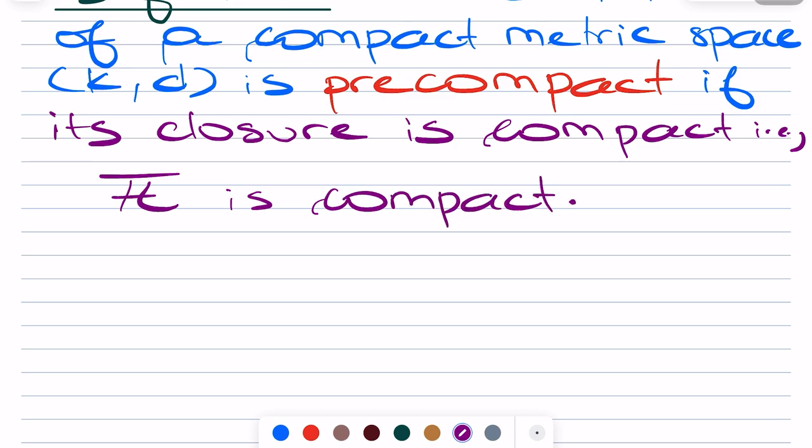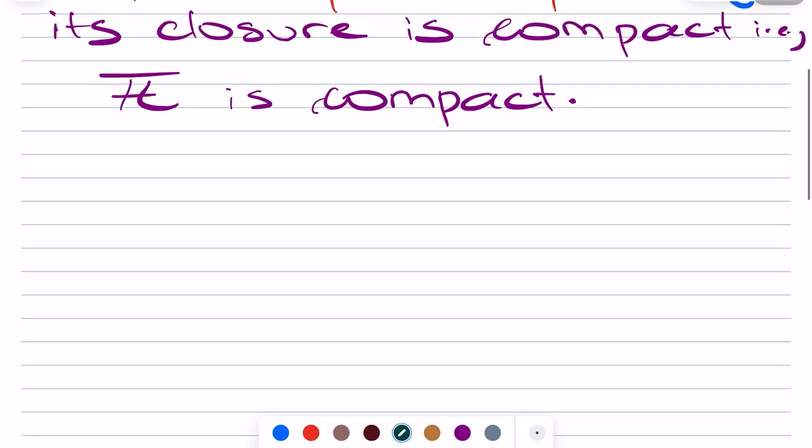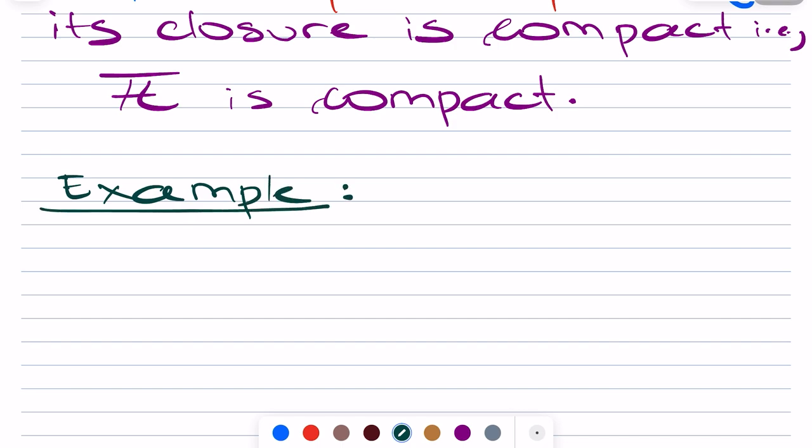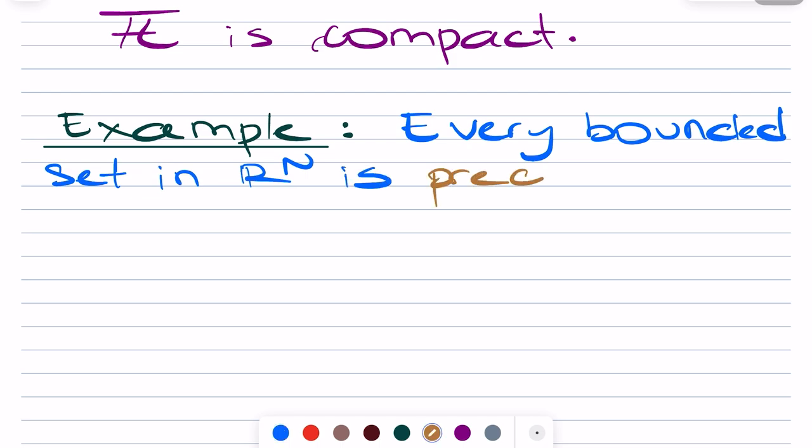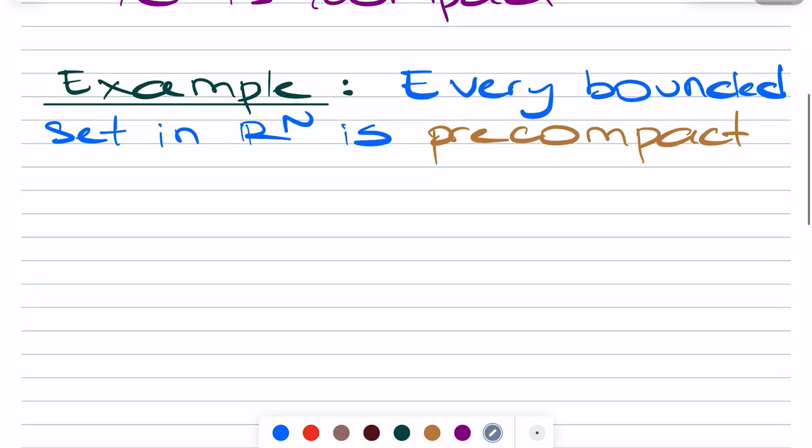So let's have an example. Every bounded set, say in R^n (you can replace R by C if you want), is precompact. This is basically a consequence of Heine-Borel. So let's have a look at the proof, just a short proof.